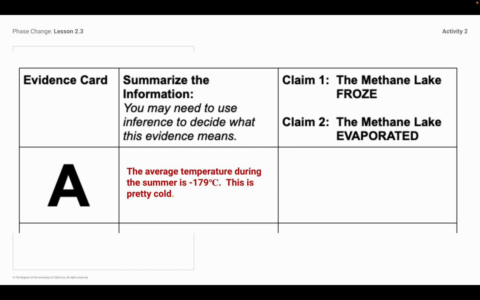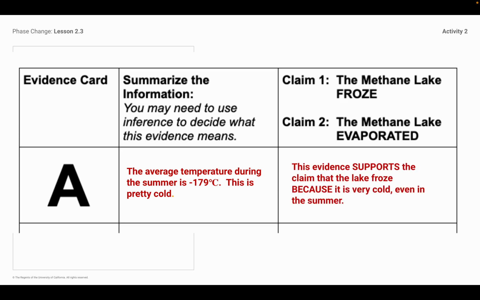So if I'm looking at my 2 claims, if I know that the summer on Titan is pretty darn cold, then I think this supports claim number 1, that the methane lake froze, because it's certainly not going to support the claim that the methane lake evaporated. So I'm going to go ahead and write that. This evidence supports the claim that the lake froze because it's very cold even in the summer.